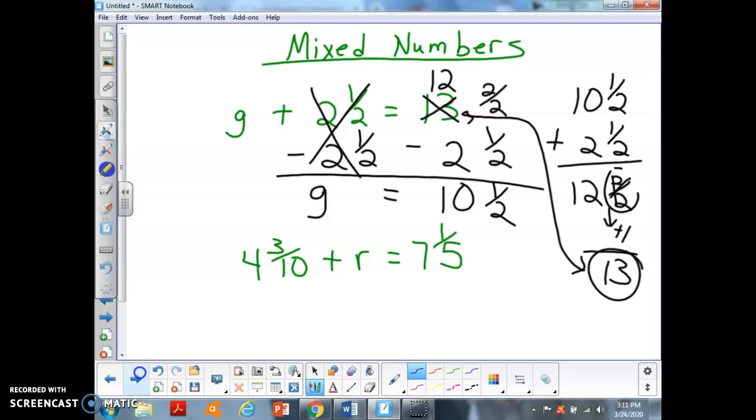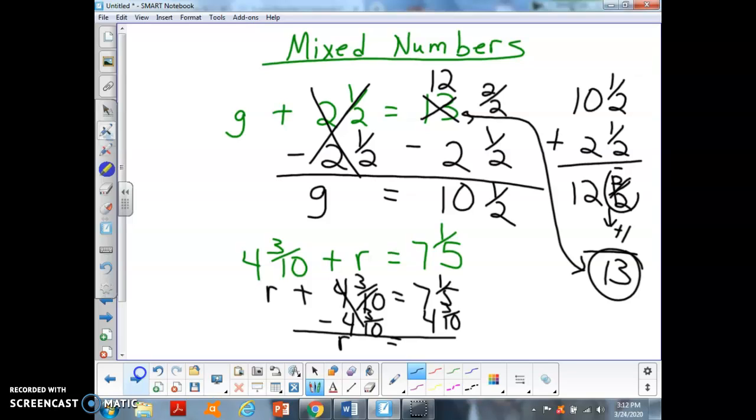And then the hardest one of them all on the bottom. I like to write my variable first. I'm going to subtract here. That you guys will know as well. I'm getting a little low on my screen. I subtract, I get an R left, the variable. Now I got to subtract 4 3/10. I do not have the same denominator, so I've got to change that to a bottom one, which is 10.